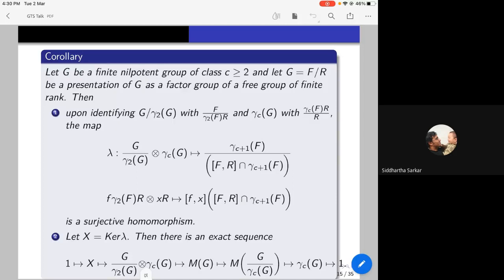Let's see this. This is not a corollary.